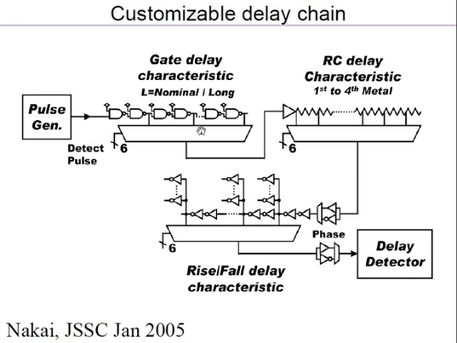Now the thing is, if you take a critical path, the critical path will have gates as well as wires.